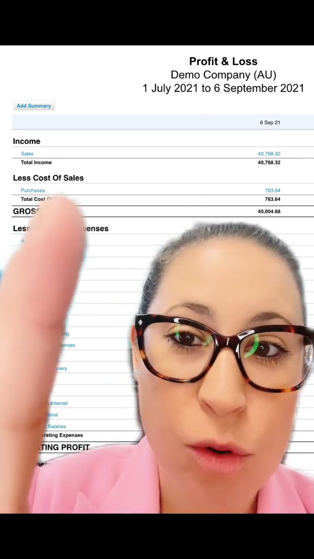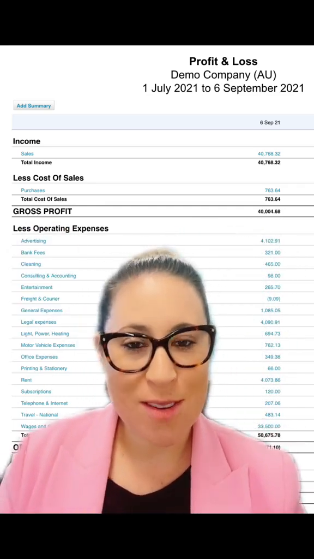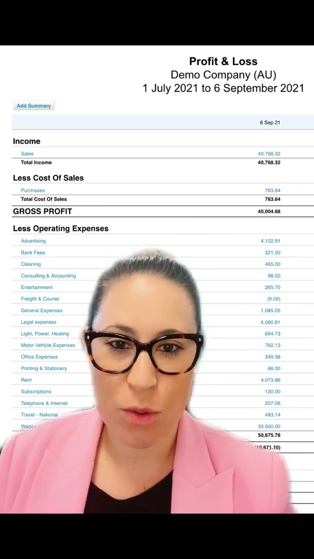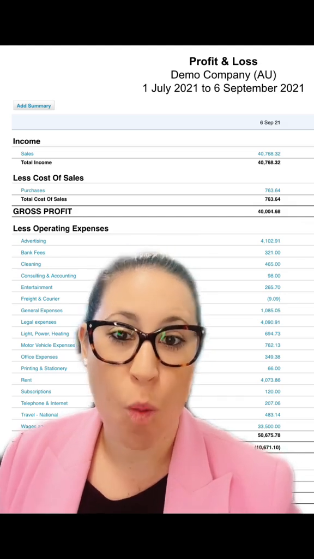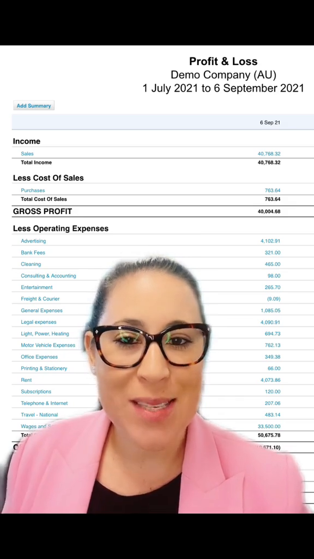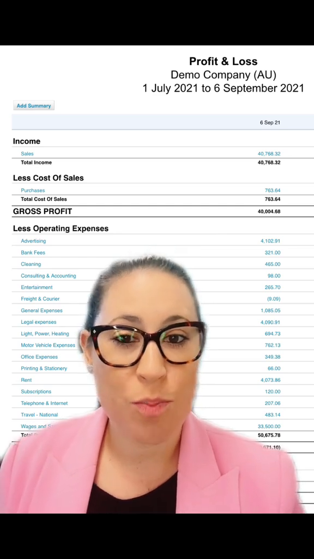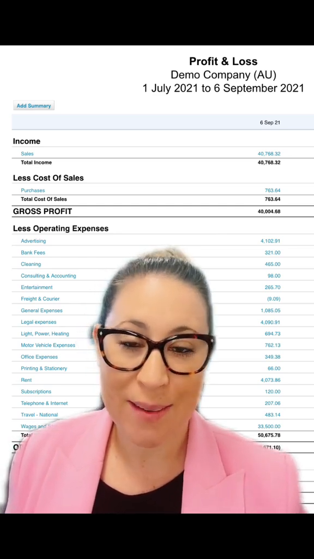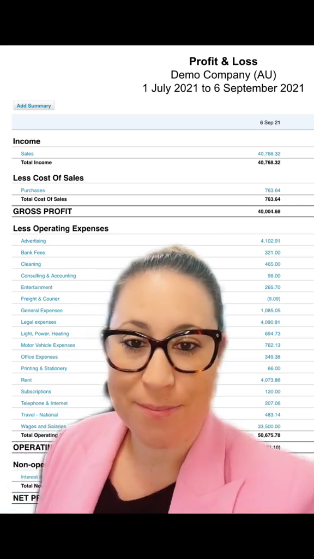The next part is gross profit. Very important. Now, your gross profit is your sales, the top line, less your cost of goods sold. This gives you a really good indication of your profitability on what you're selling. It's often referred to as a percentage as well. So the percentage would be your gross profit divided by your sales. So if your gross profit percentage is, say, 40%, that means for every dollar of sales, you're making 40 cents.